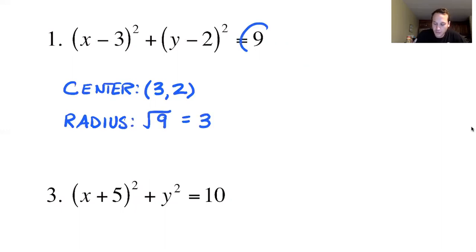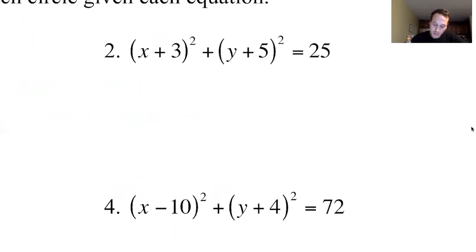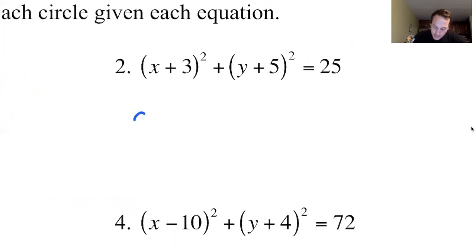So it's the square root of whatever comes over here. Remember, that number is represented by r squared. I don't want r squared, I want the radius. So I want the square root of it, okay? So over here, I take the opposite to find my center. My center, opposite of +3 is -3. Opposite of +5 is -5.